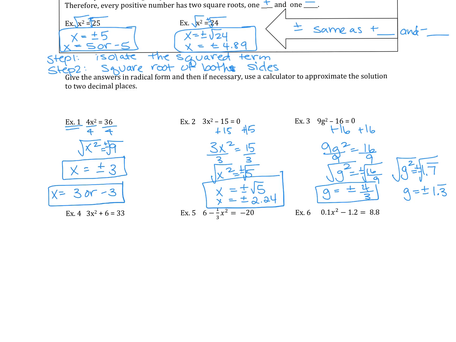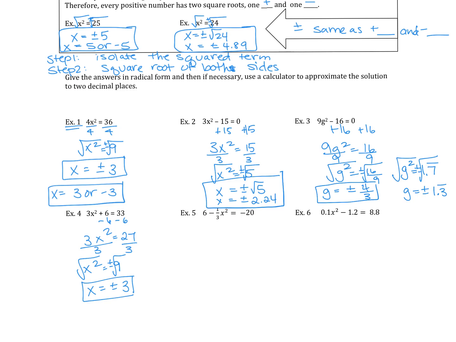So let's take a look at number 4. I'm first going to subtract 6 from both sides, and I get 3x squared equals 27. I'm going to divide both sides by 3, and I get x squared equals 9. So now I'm going to take the square root of both sides. When I do that, I get x equals plus or minus the square root of 3. And that brings me to number 5.